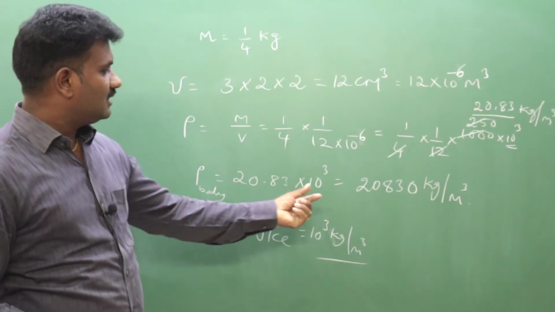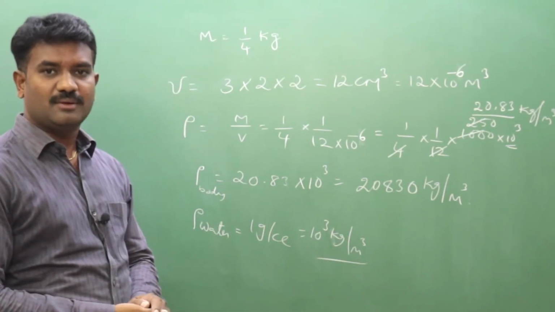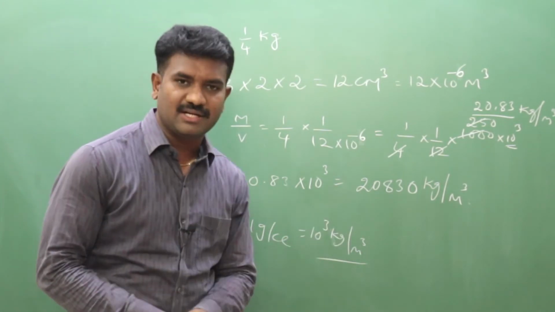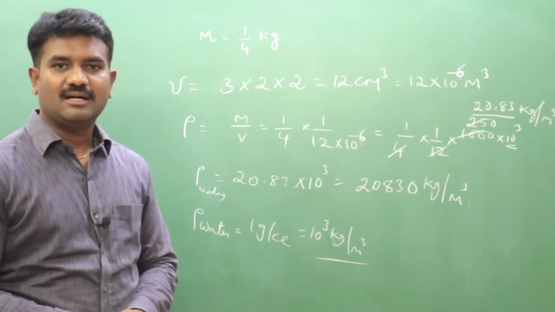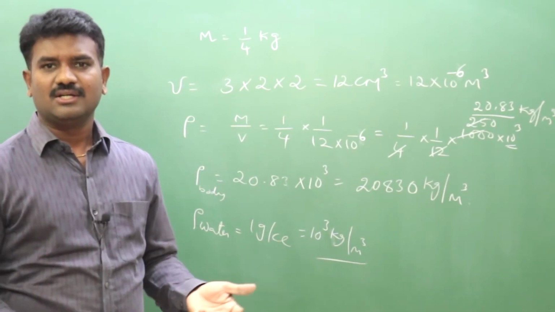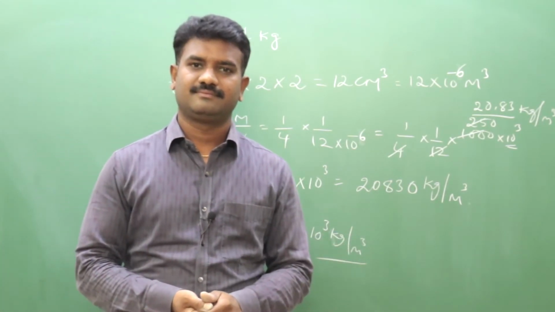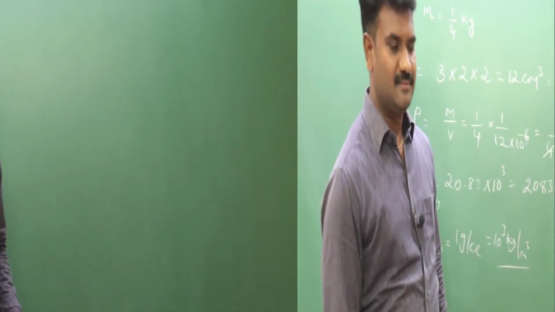Density of the body is 20,830 kg per meter cube, whereas the density of water is 1 gram per cc or 1000 kg per meter cube. Which density is greater? Obviously the density of the body is greater. So if the density of the body is higher than that of the water, what happens? Yes, you are right. Obviously it sinks. Over.